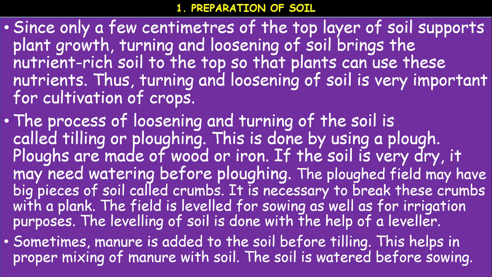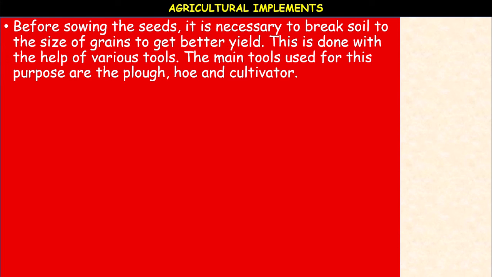The tilled soil may have big lumps of soil and these need to be crushed and the soil should be leveled. This is done with the help of a wooden or iron leveler. Leveling also prevents the erosion of soil by wind or water. So, agricultural implements which are used: plow.